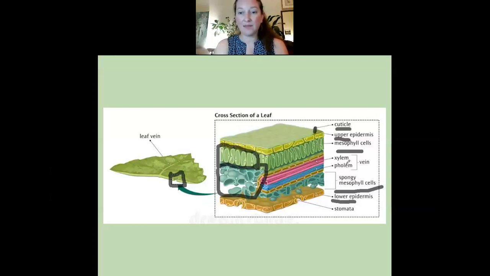And then inside the leaf, you have a vein, which has xylem. Here's the xylem, the red. And the phloem, the blue, is the phloem in the vein. And then on the lower epidermis, you'll have stomata. Remember, we talked about stomata when we were talking about transpiration, right? So stomata are those holes that allow water vapor to escape the leaf.